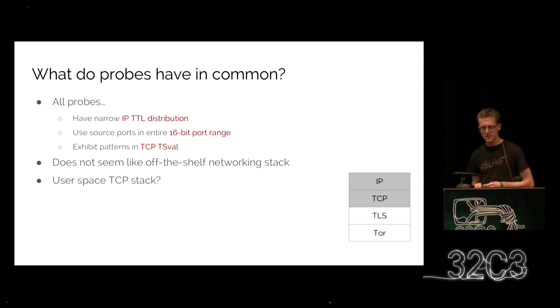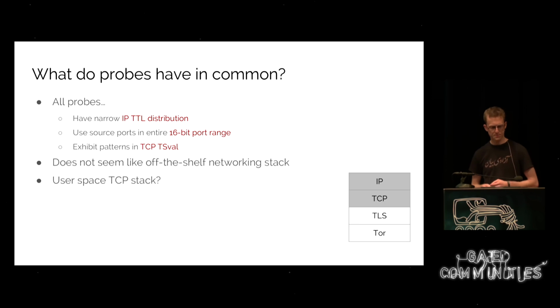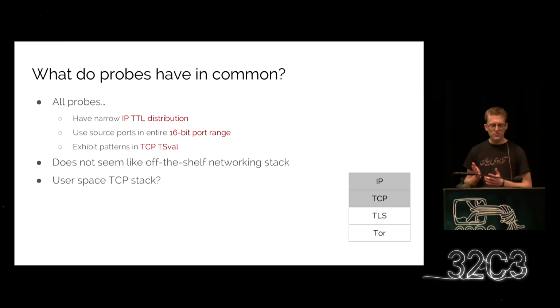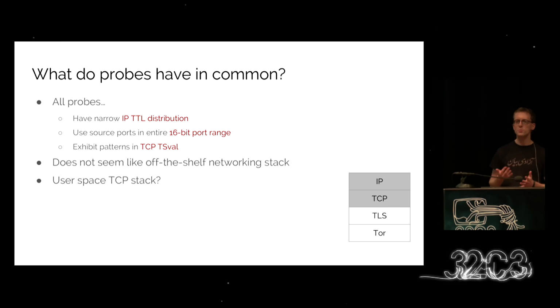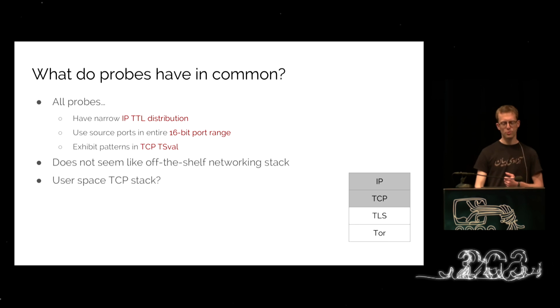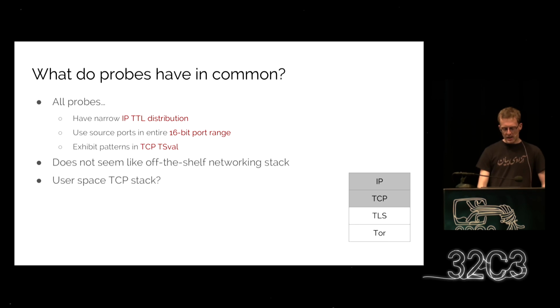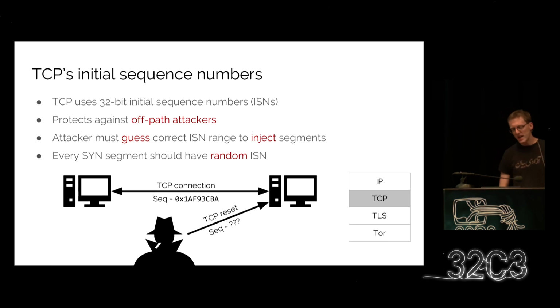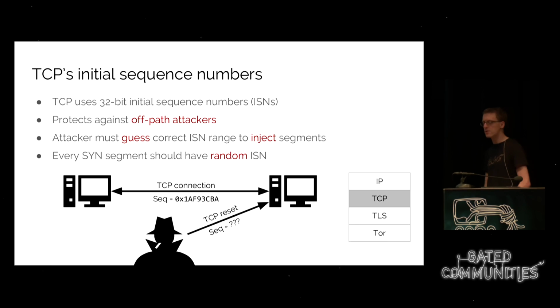I'm not going to discuss that since there is not enough time, but you can find the details in our research paper. And these things seem to suggest that this might not be a normal TCP stack in a kernel. Perhaps it's a user-space TCP stack they're programming somehow to maybe scale their probing activity better. We're not completely sure about that. And the most interesting pattern we found was in the initial sequence numbers.